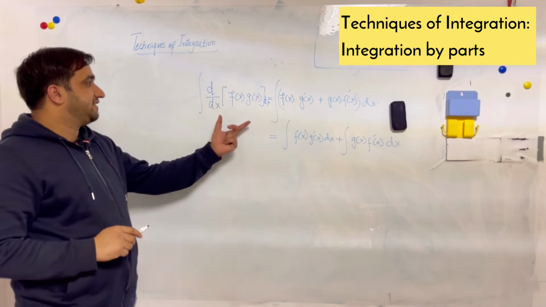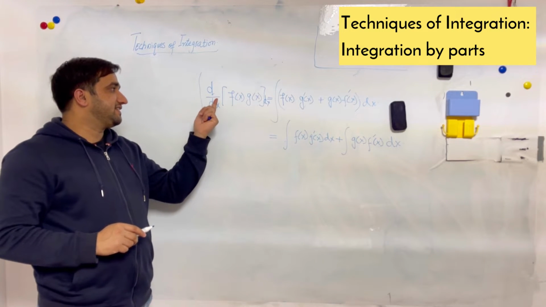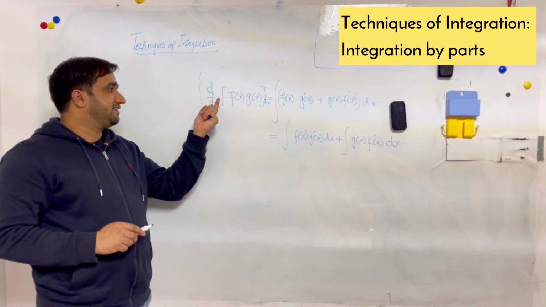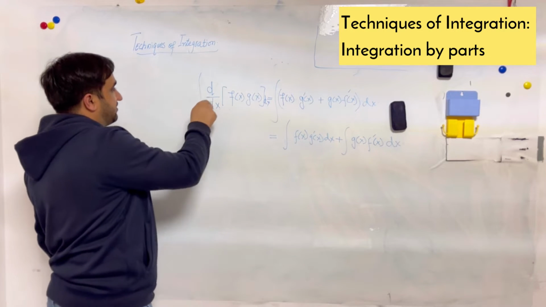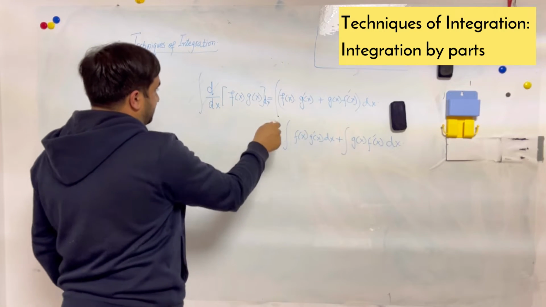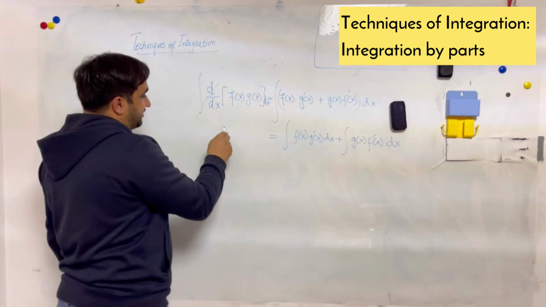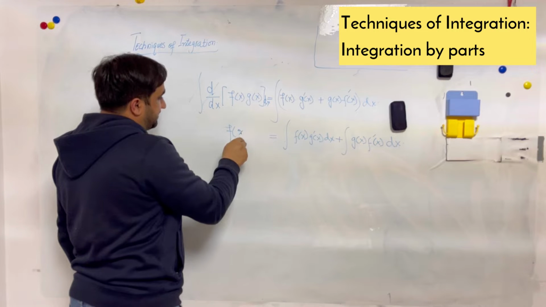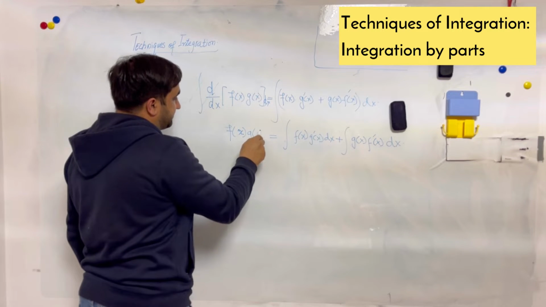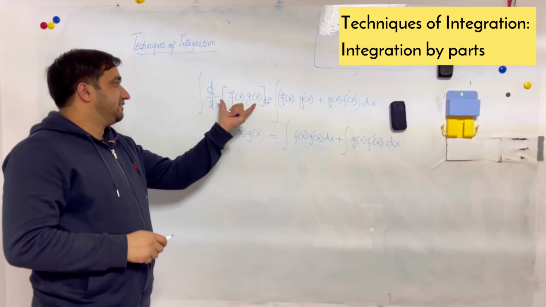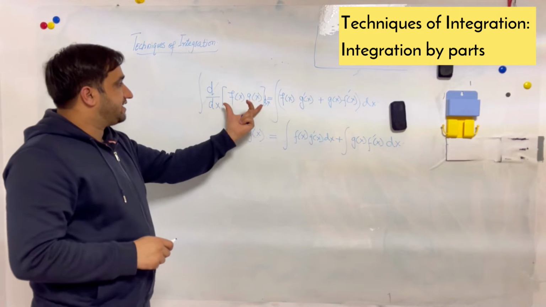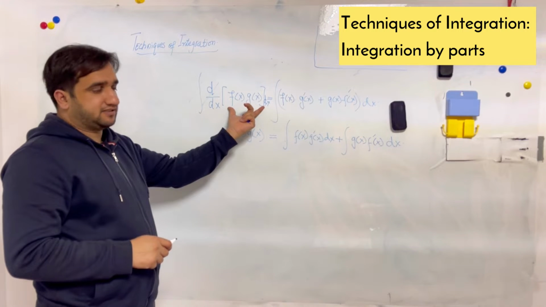But on the left, you see this is the derivative, and on the derivative you are applying the integral. So these two cancel out with each other, and this dx is removed. So on the left we are left with f of x g of x, right? Yes, because this is a whole derivative of everything written here.